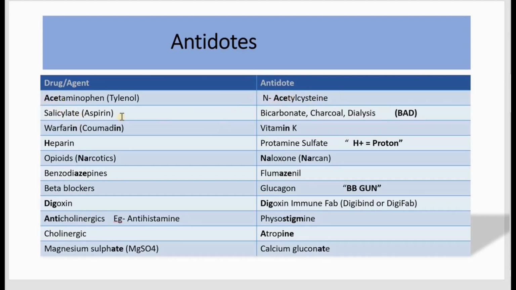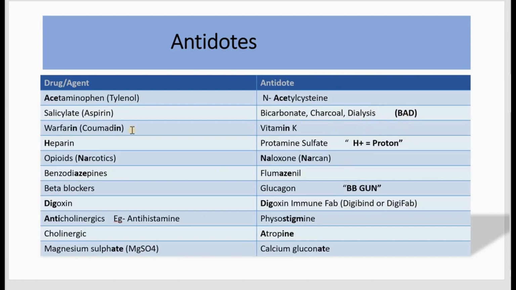Next is salicylate or aspirin. It is a non-steroidal anti-inflammatory drug. It also has antiplatelet activity, and the antidote is bicarbonate, activated charcoal, and dialysis. You can remember this antidote by remembering the mnemonic BAD. B stands for bicarbonate, A for activated charcoal, and D for dialysis.